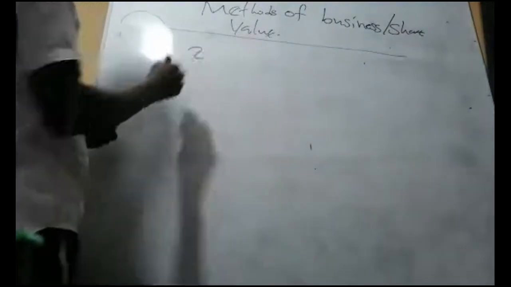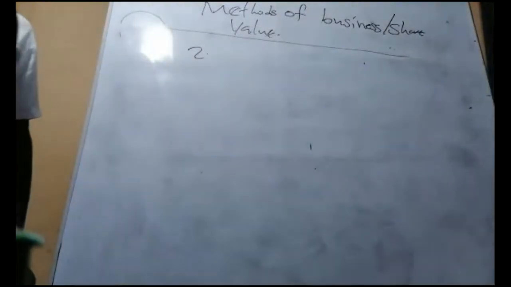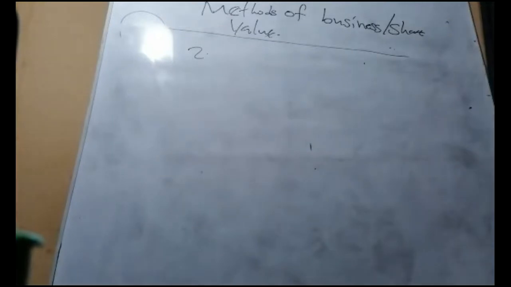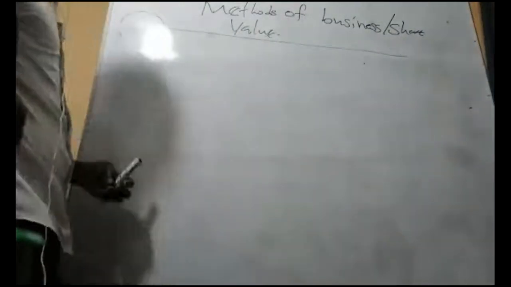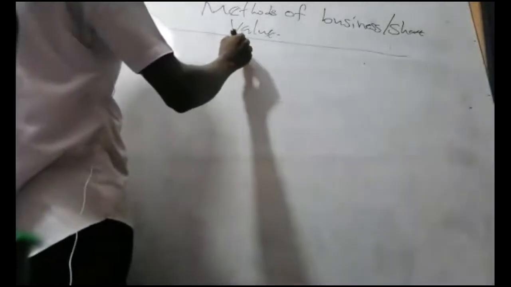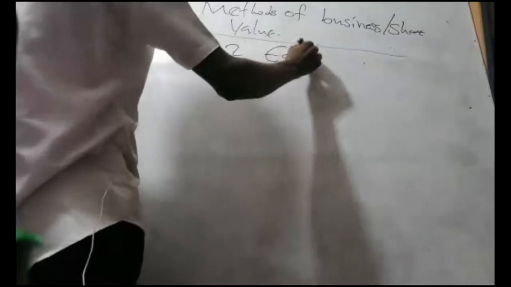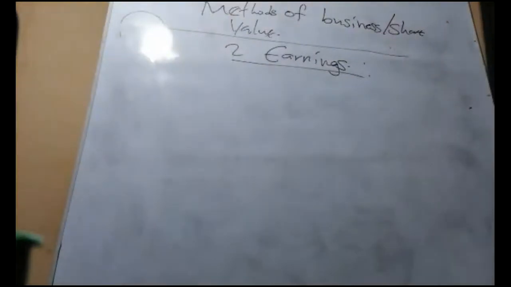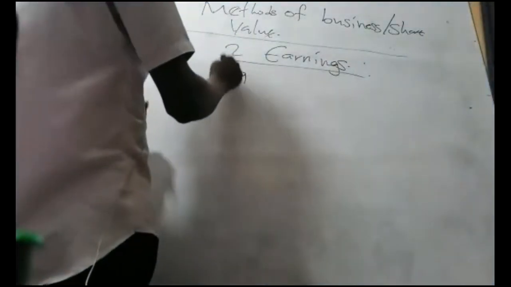Good. The second method that you are going to talk about, that one you know it already. One of the important ones, the earnings. So the earnings method. So we talk about second earnings. All the earnings. But there are two major ones here. Good. So the earnings based approach. So the earnings based, we have one, earnings yield.